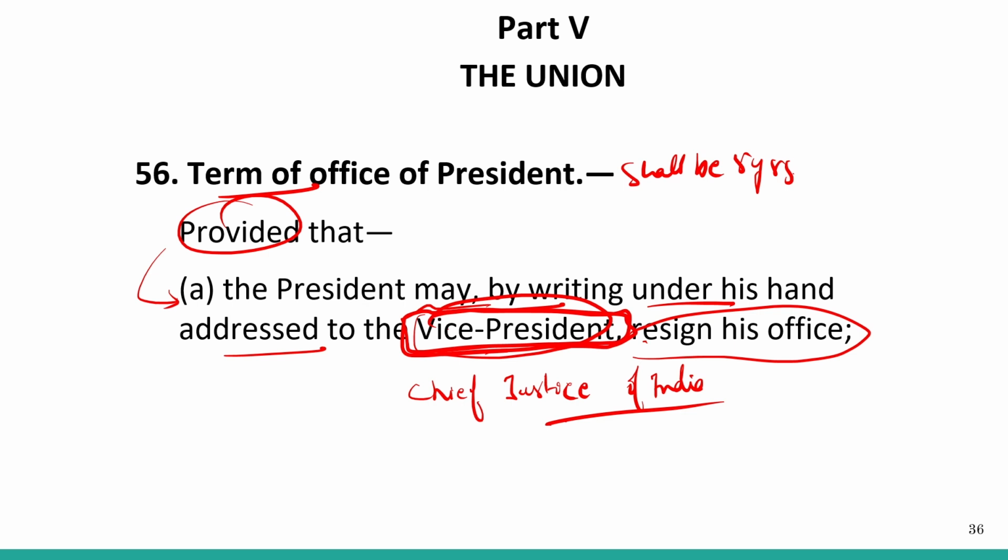Whether the constitution is actually saying that whenever there is a resignation, the president has to resign, to whom has it to be addressed? It has to be addressed to the vice president. Please remember, it is to be addressed to the vice president, not the Chief Justice of India, not the speaker, not any other person, but only the vice president of India. And how will it be presented? Can he just orally say it? No, it has to be in writing.